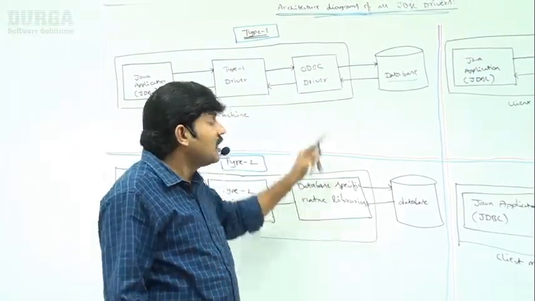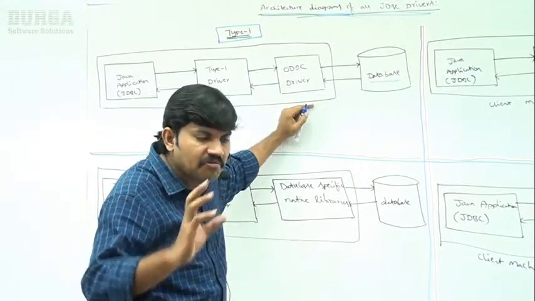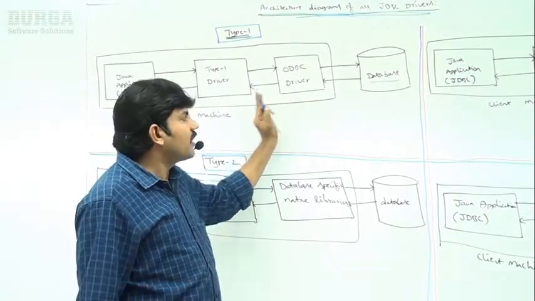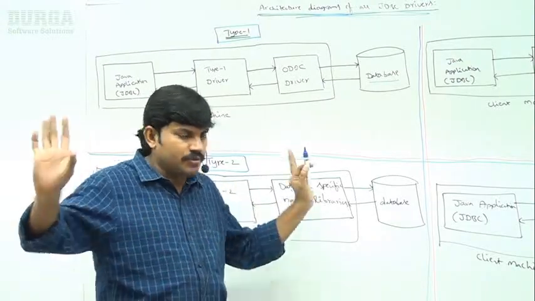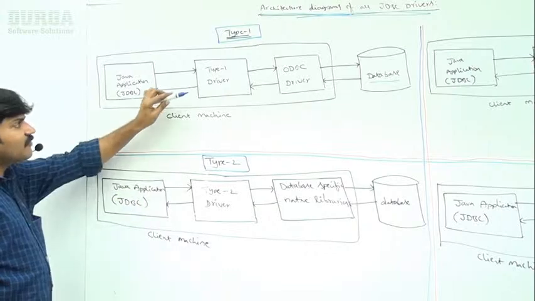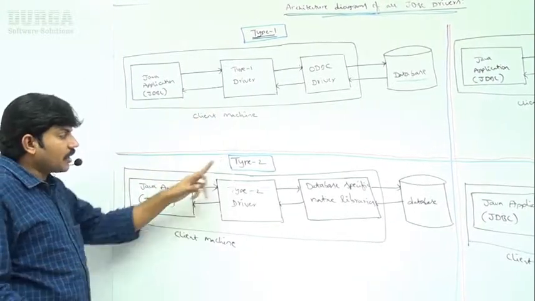This driver is a snail driver because it's a very slow driver, because of 2 level conversions. Like this, this driver is the worst, not recommended to use. That's all. Next, after that, we discussed about type 2 driver also.